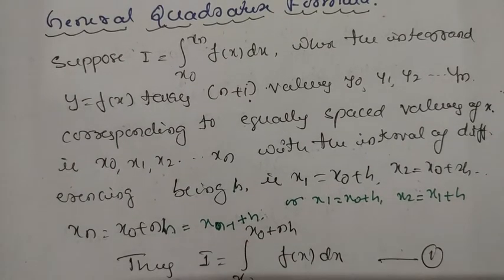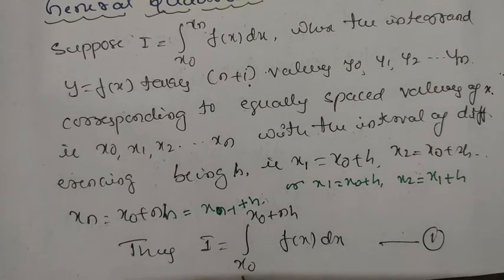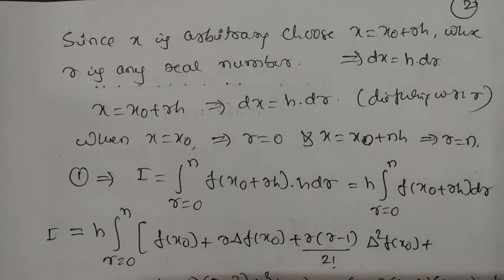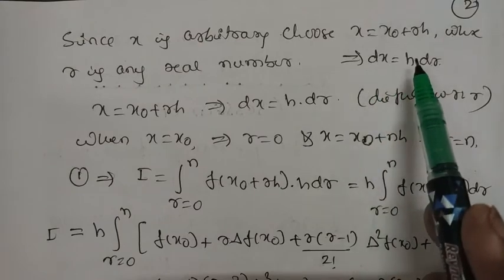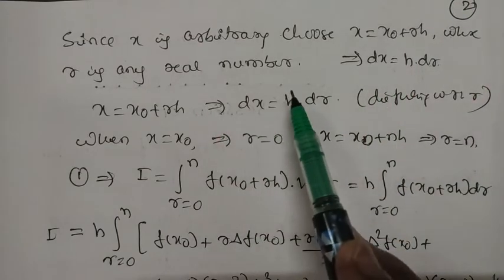So this integral, the integral from x0 to x0 plus nh of f of x dx, take this as equation number 1. Since x is arbitrary, choose x equals x0 plus rh, where r is any real number.